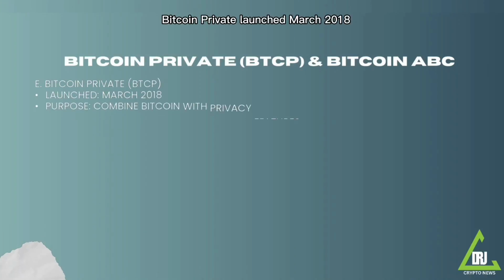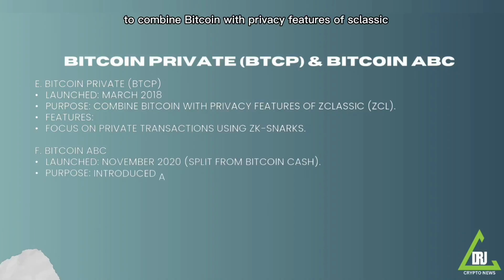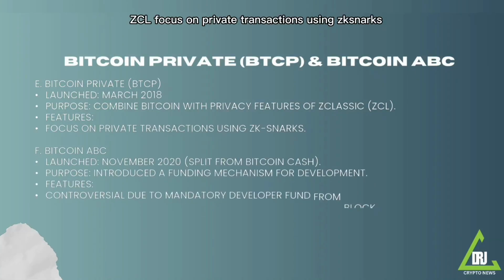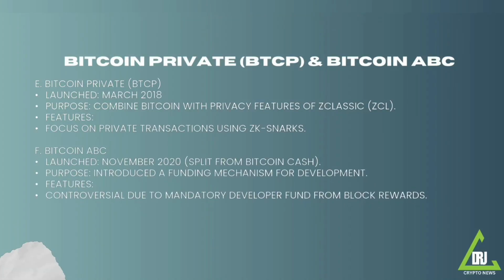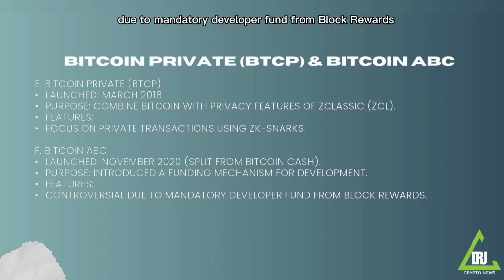Bitcoin Private, launched March 2018, to combine Bitcoin with privacy features of Zclassic, ZCL, focus on private transactions using zk-SNARKs. Bitcoin ABC, launched November 2020, split from Bitcoin Cash, introduced a funding mechanism for development, controversial due to mandatory developer fund from block rewards.